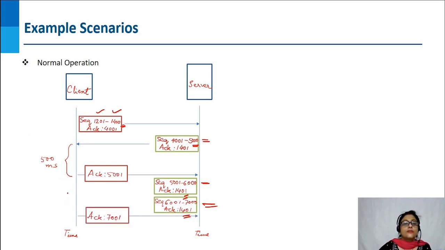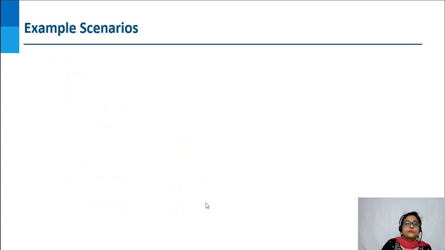After a certain interval of time, let's say 500 milliseconds, the client can send the acknowledgement indicating the acknowledgement number is 7001, meaning that it has already received the chunk of data of the server till 7000. So this is the normal operation.